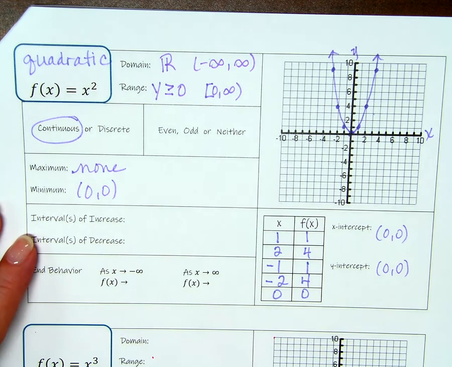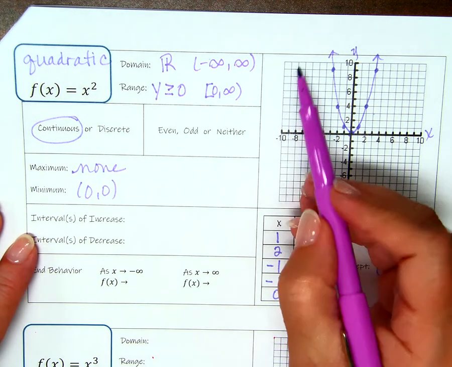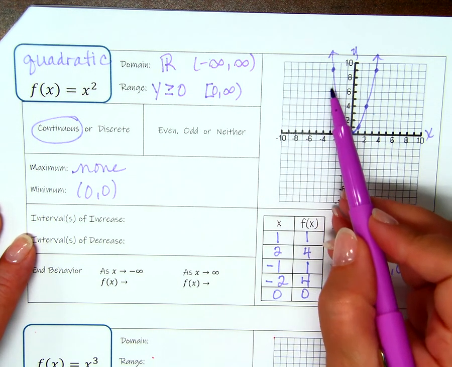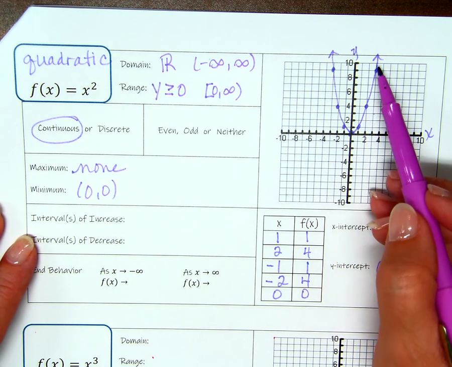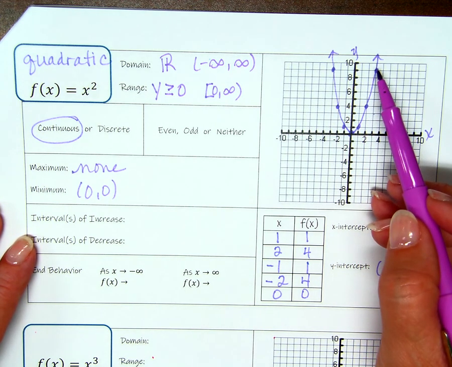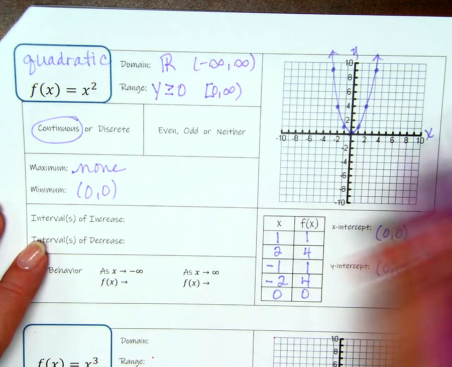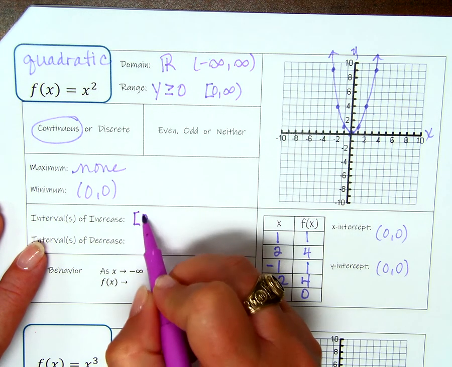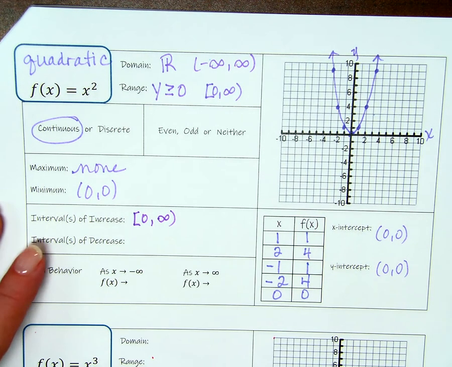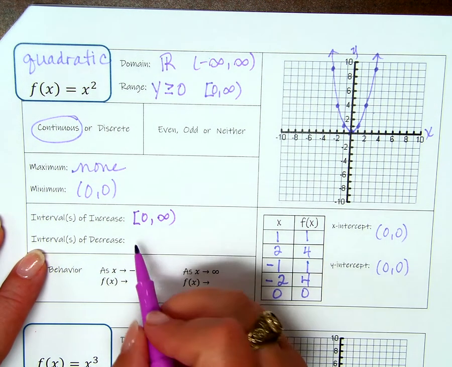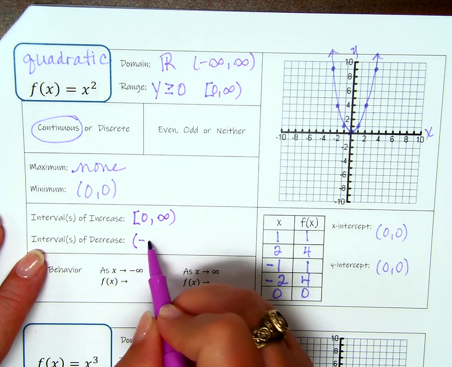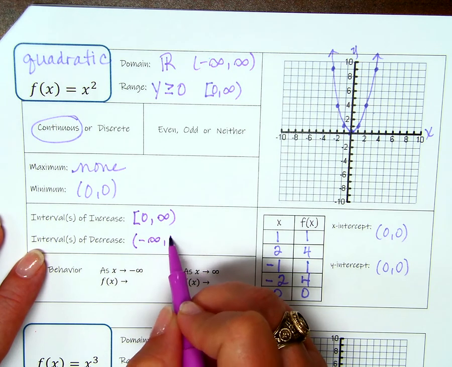Intervals of increase. As I'm moving from left to right, where is it increasing? Oh, on the right-hand side of 0, isn't it? Okay. So if it's increasing on the right-hand side of 0, I'm saying from 0 to infinity. And where is it decreasing? On the left-hand side of 0, right? So if it's decreasing on the left-hand side of 0, I have negative infinity to 0.